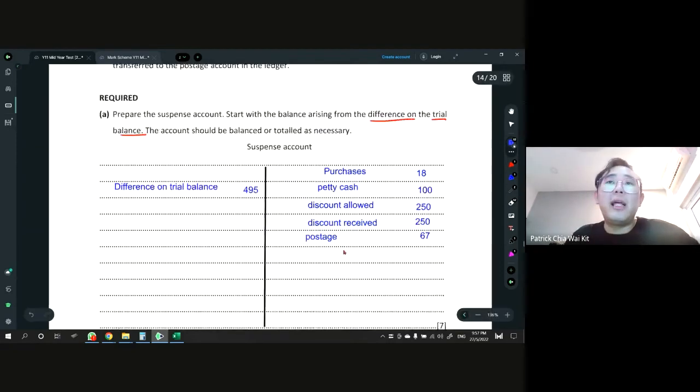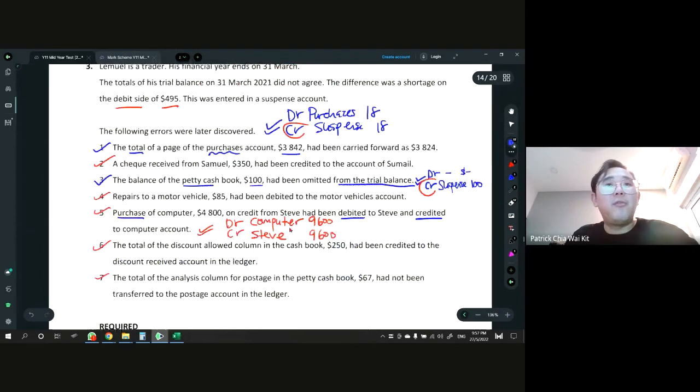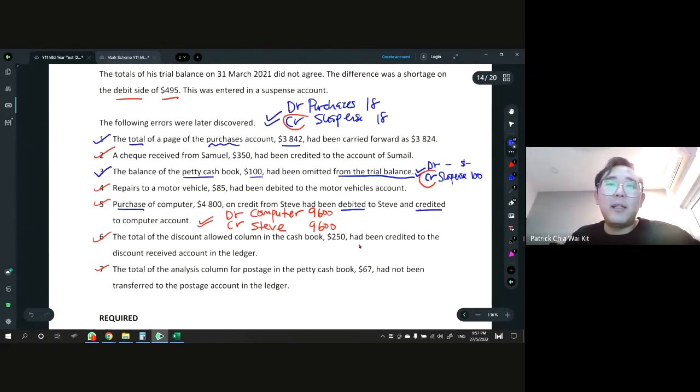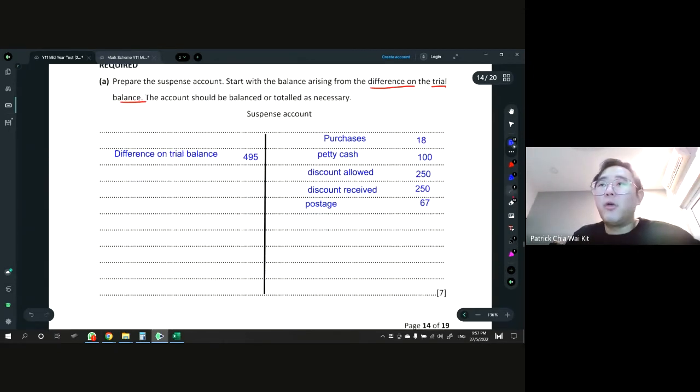But if you want to put it, then you follow everything also, this date, 31st March 2021. This is where the trial balance is. Then we just follow back this date. But anyway, no marks are given, so don't bother, okay?